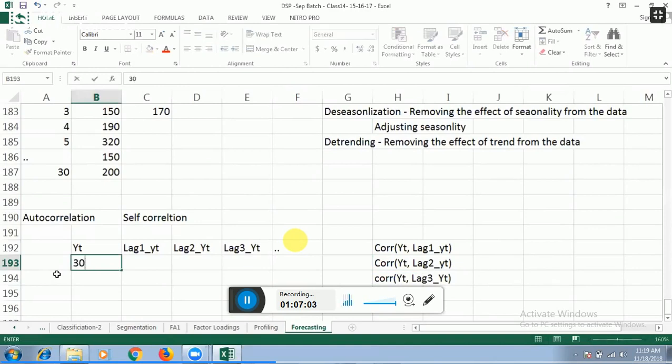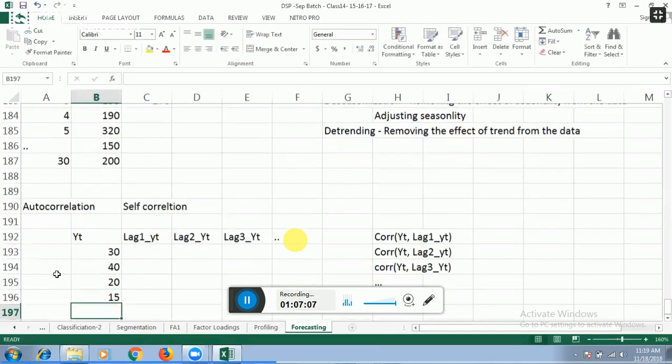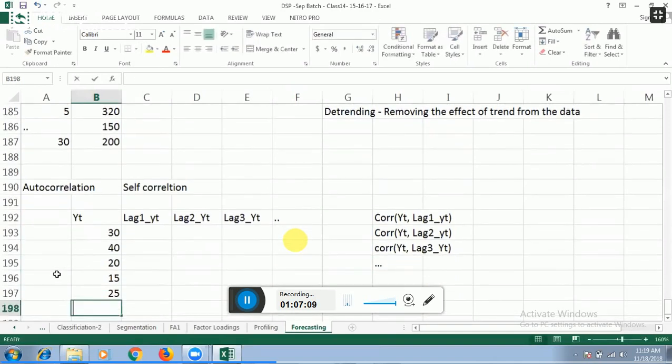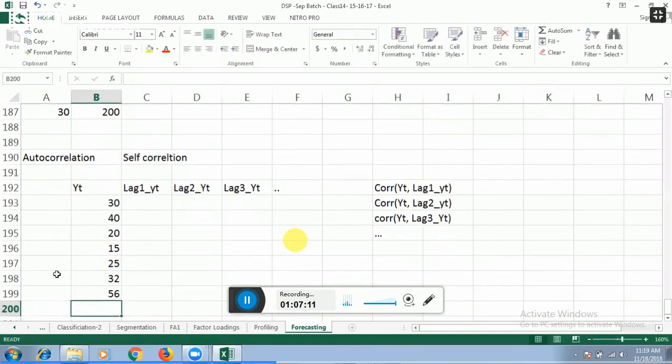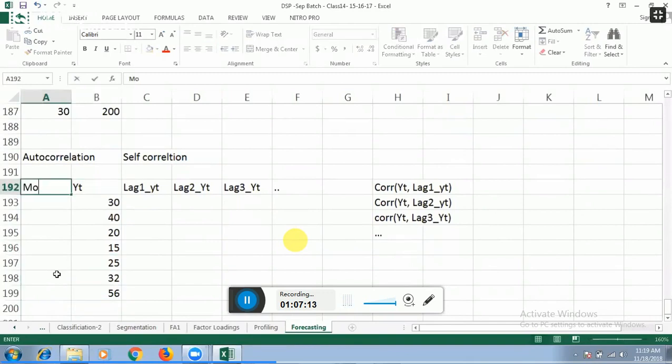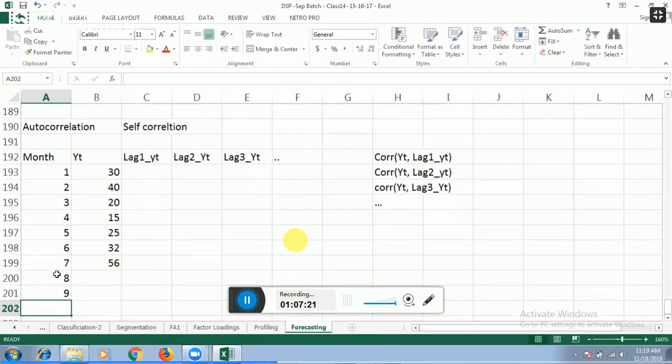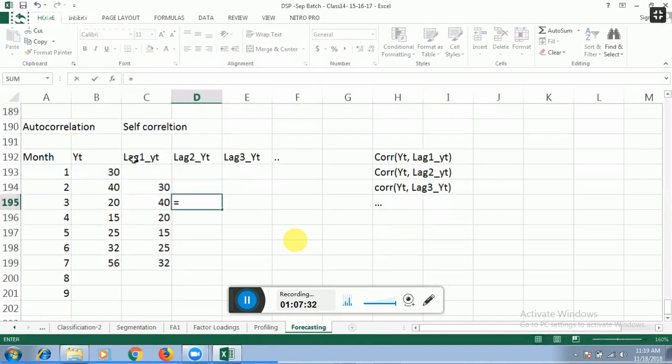Suppose you have 30, 40, 20, 1, 15, 25, 40, 35, 56, etc. This is month 1, 2, 3, 4, 5, 6, 7, 8, 9, etc. What is the lag? This is the previous one. And lag of lag, lag2.